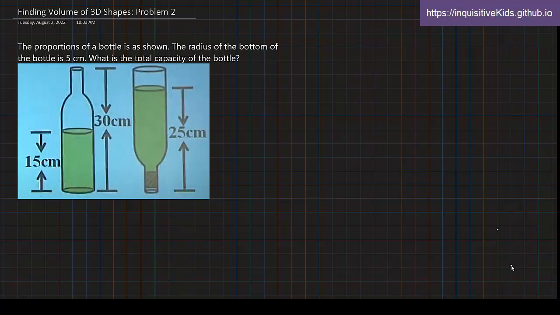Problem 2. The proportion of the bottle is as shown. The radius of the bottom of the bottle is 5 centimeters. What is the total capacity of the bottle?